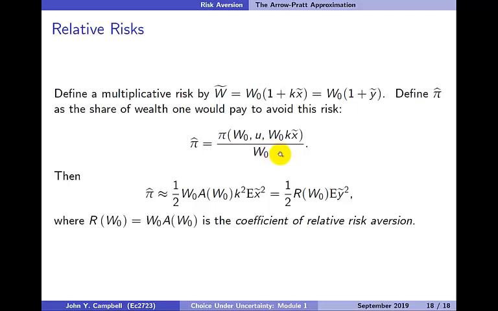Well, a little algebra using the previous equation says that pi hat, the relative risk premium, is approximately 1/2 wealth times absolute risk aversion times k squared times the mean of x squared. And we're going to define wealth times absolute risk aversion as relative risk aversion. This is the coefficient of relative risk aversion. So we see that the share of wealth you pay to get rid of a risk, a multiplicative risk, is 1/2 relative risk aversion times the variance of that multiplicative risk.